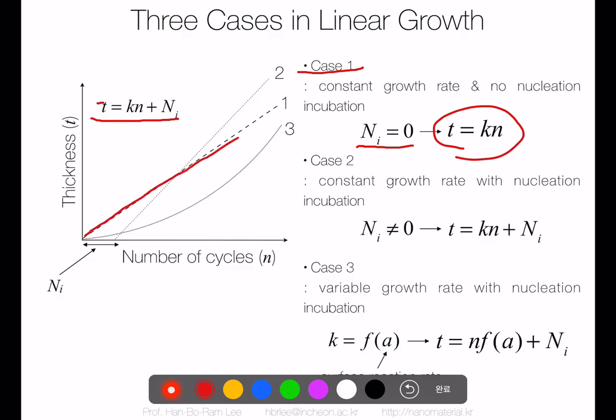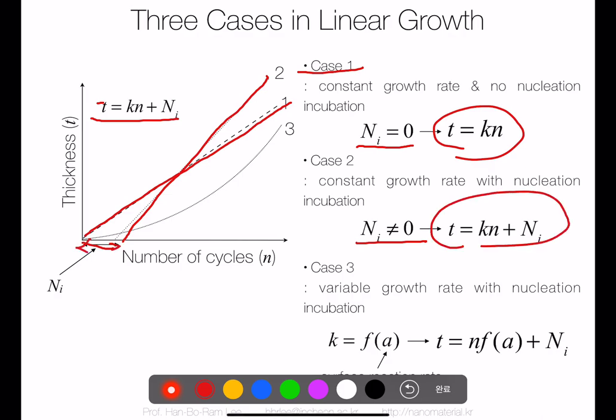This is the linear growth. But if the nucleation delay is not zero, the slope changes and looks like this. There is some nucleation delay, so the equation looks like this: T, the thickness of the ALD film, can be defined by K(n plus N_i).